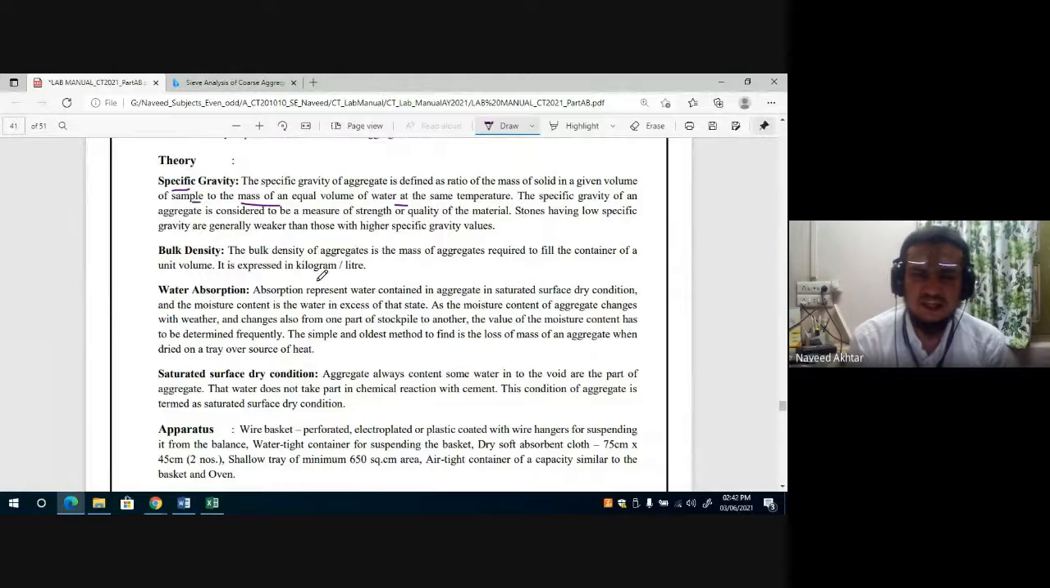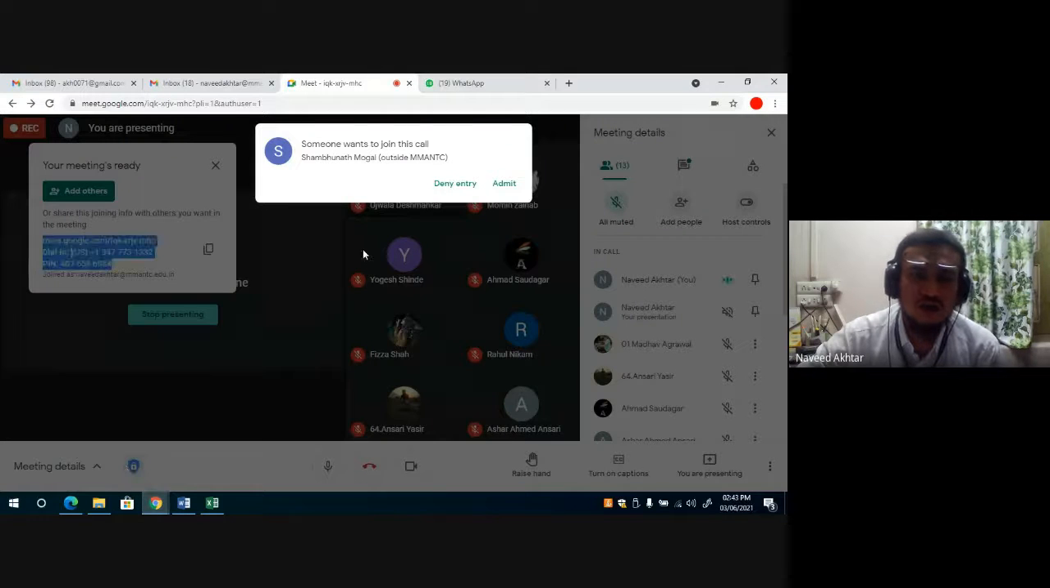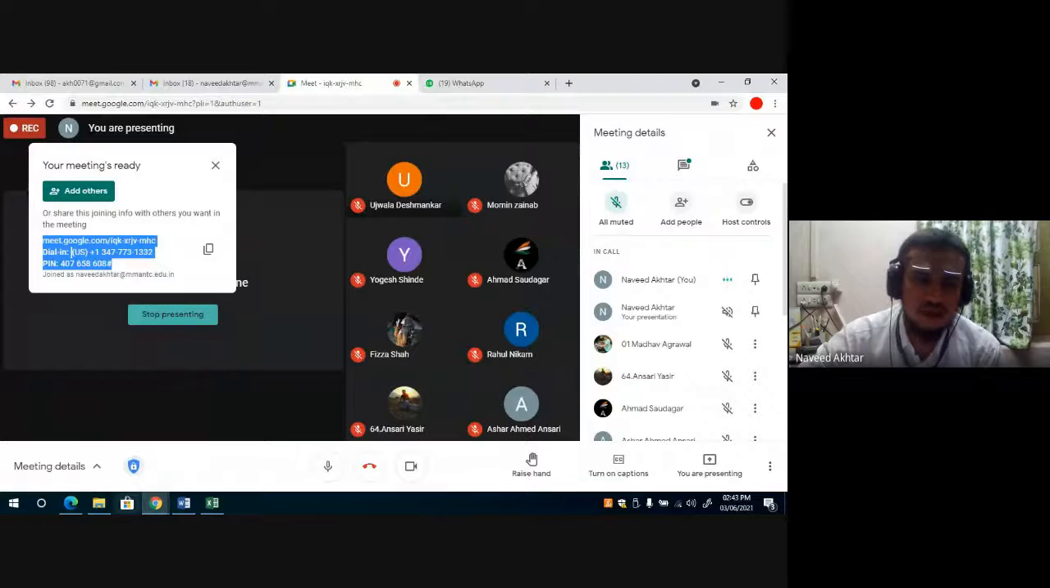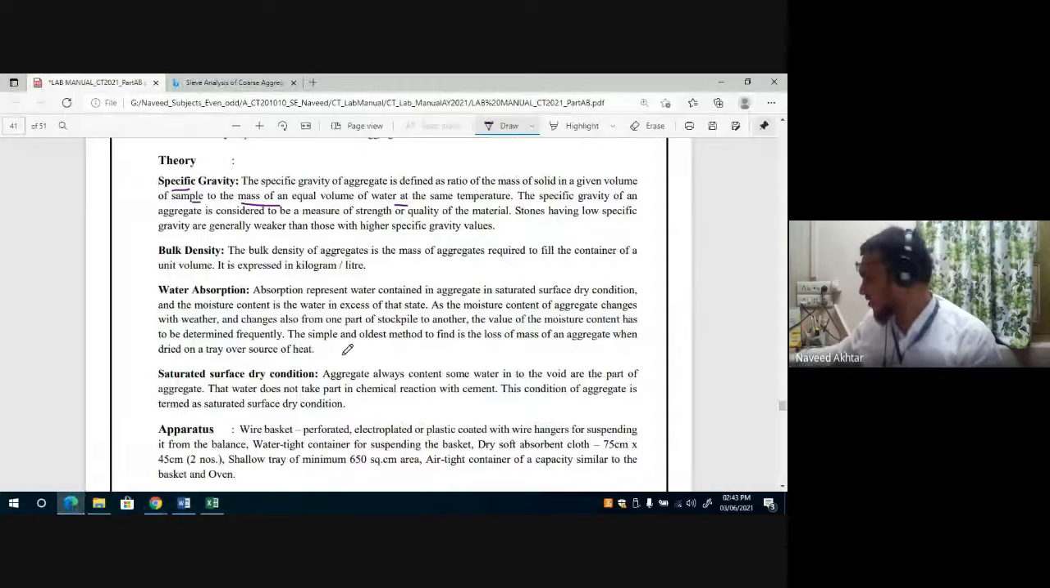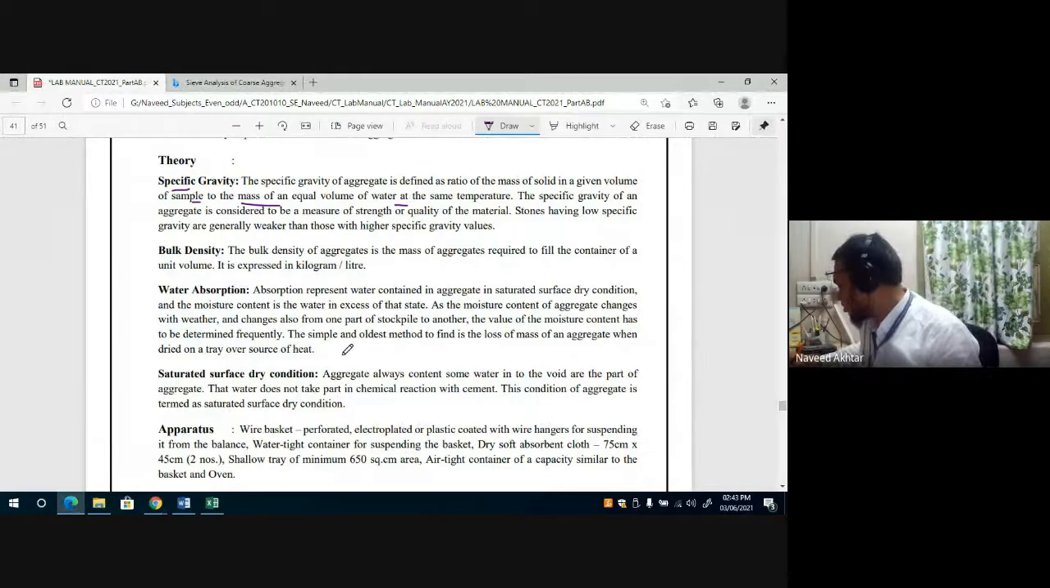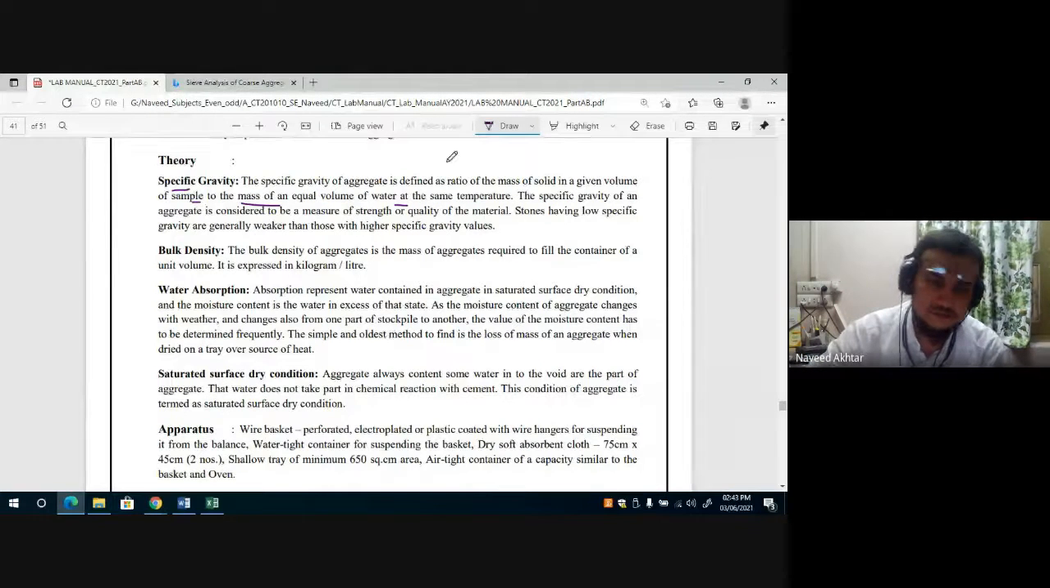Also, the bulk density of aggregate is the mass of aggregate required to fill a container of unit volume. It is expressed in kilogram per liter.